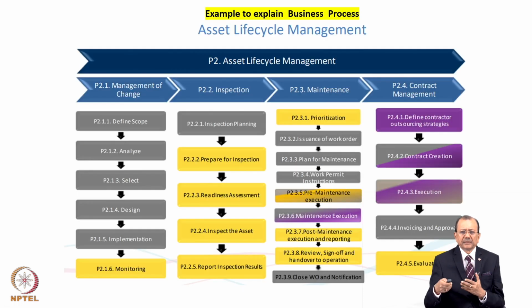This is a similar diagram for asset life cycle. Asset life cycle is nothing but the equipment. Every company has a lot of machinery and equipment, and management has a role to manage those equipment. Proactively we should be able to find faults with the help of inspection or whatever. So life cycle management involves certain standard processes such as management of change, inspection, maintenance, and contract management.